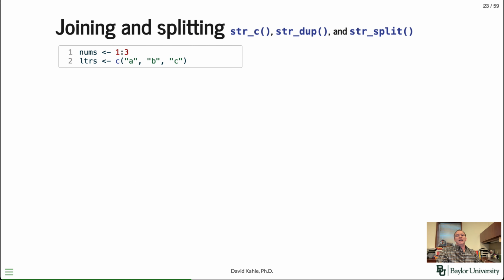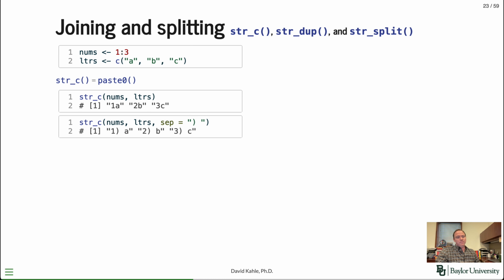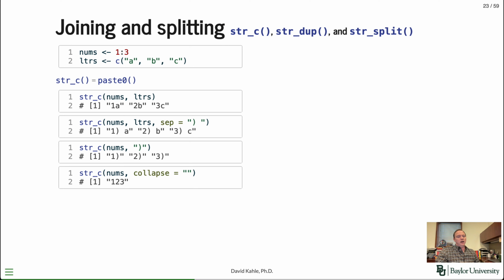Joining and splitting: str_c, str_dup, and str_split. str_c is equal to paste0. Those are the exact same functions, so you can use them totally interchangeably. It's going to concatenate two strings together, nothing in between. So str_c, nums, letters, does that element-wise just like paste0 would. I can change the separating character, I can collapse, I can do all of that stuff with str_c, just like paste0.